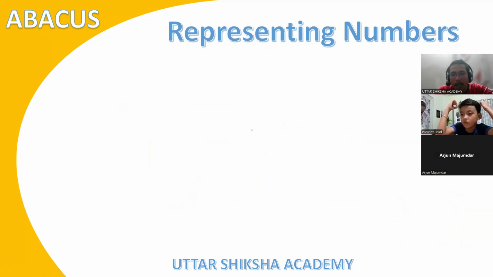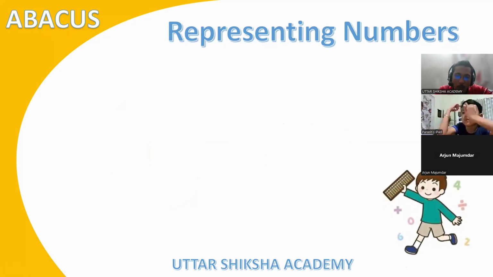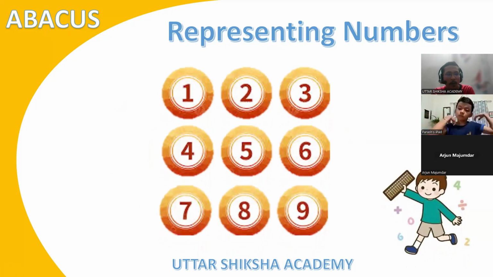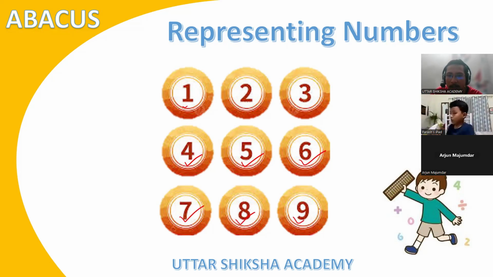Now let us learn how to represent the number 1 in the abacus. Today we will try to learn the numbers from 1 to 9. 0 you already know. Now we will understand how to represent the numbers 1 to 9, and slowly we will increase our knowledge of representing numbers. You already know how to write the numbers in the copy. Like this is 1, this is 2, this is 3, this number is 4, this number is 5, this number is 6, this number is 7, this number is 8, this number is 9.